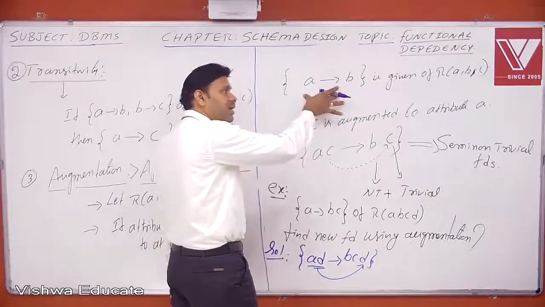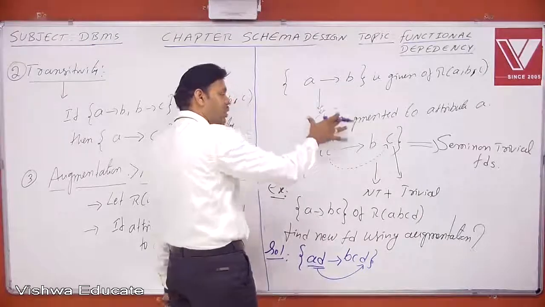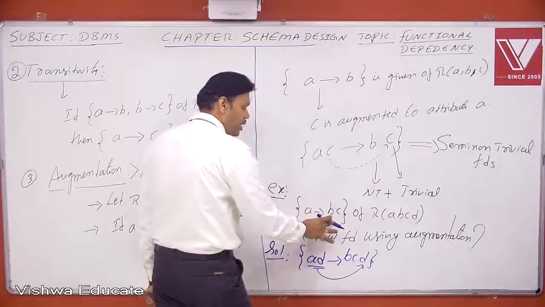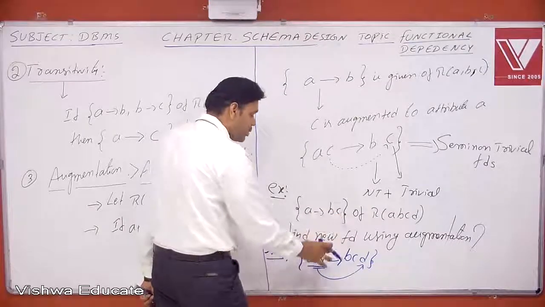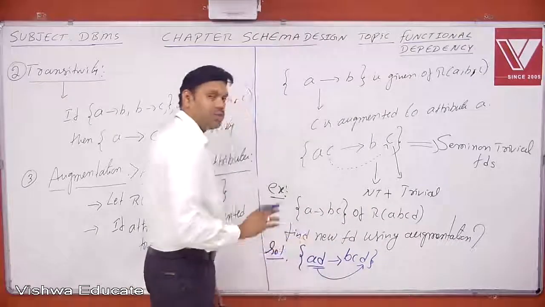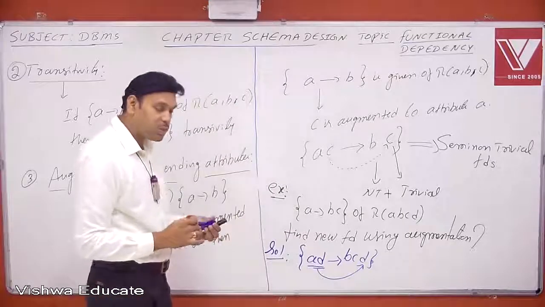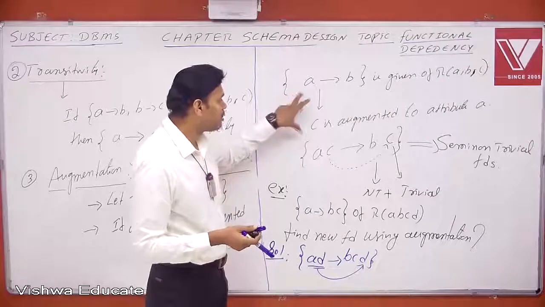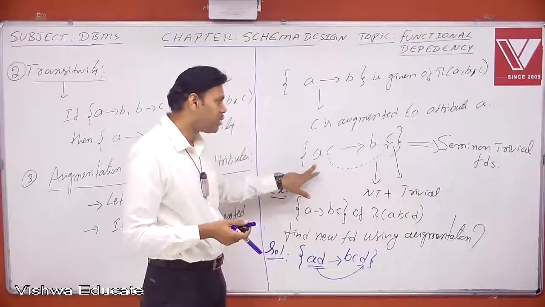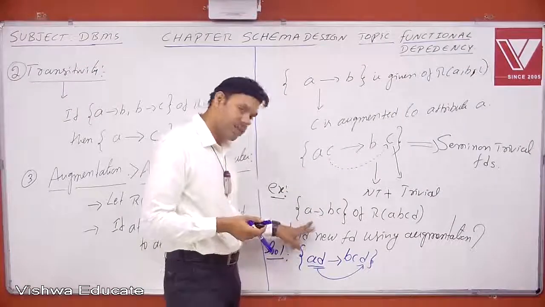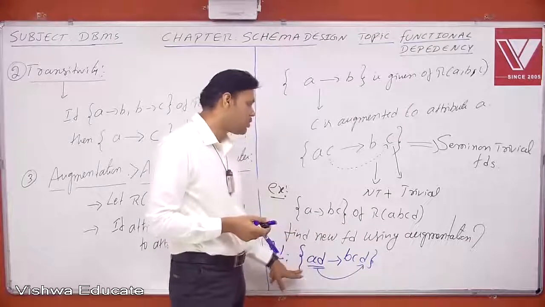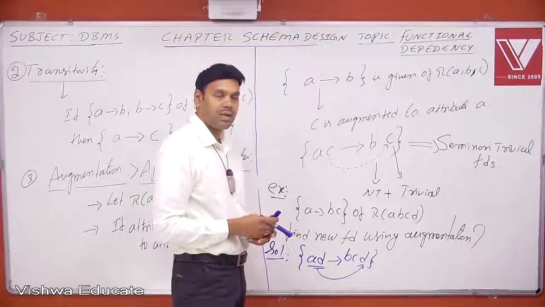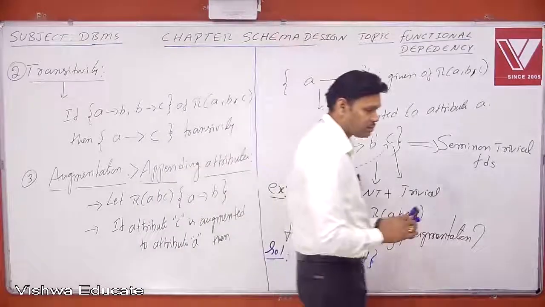So by using A tends to B, I could get AC tends to BC. By using A tends to BC, I could get AD tends to BCD. So two productions overall we could obtain, from here the existing one and a new production, from here the existing one and a new production, using the augmentation rule. Got it? Copy now.